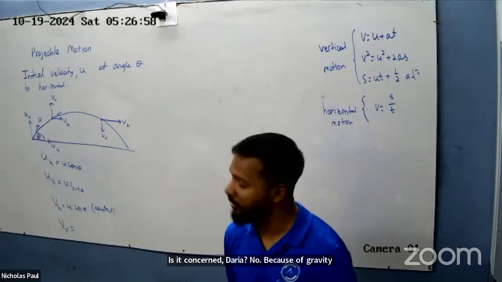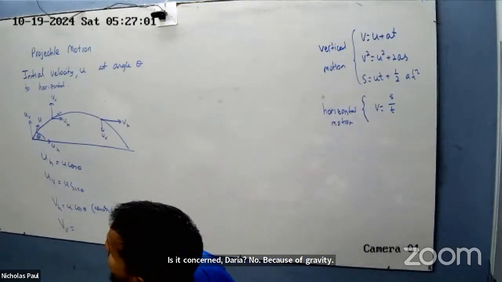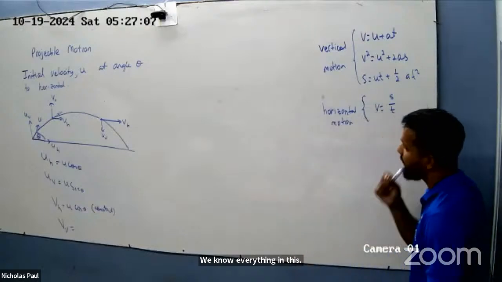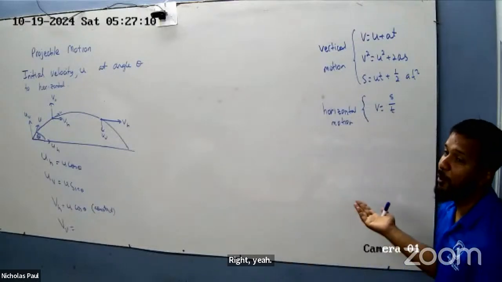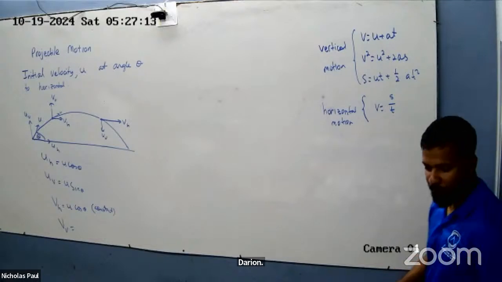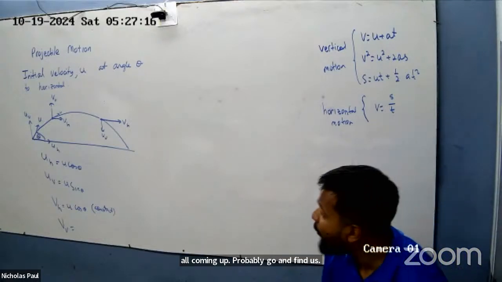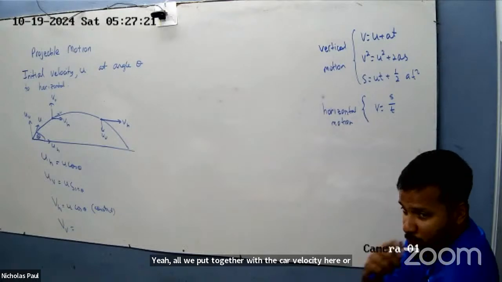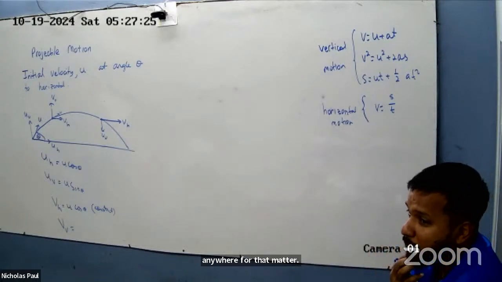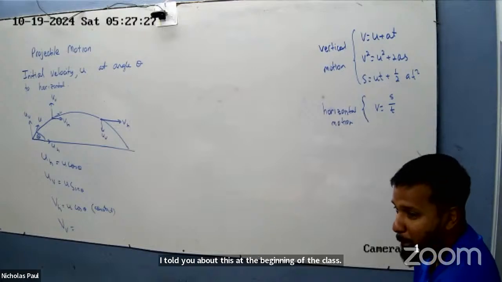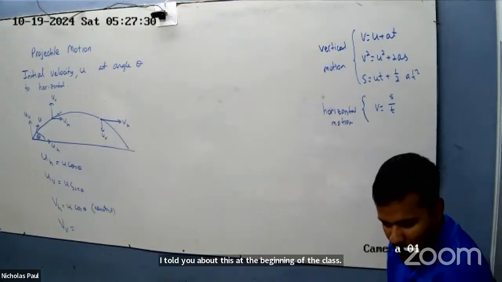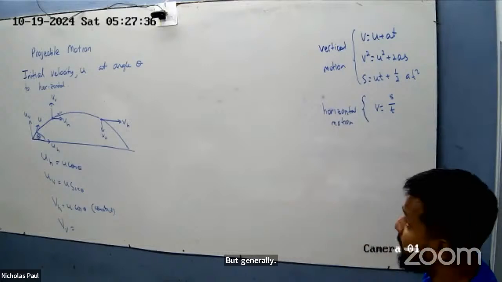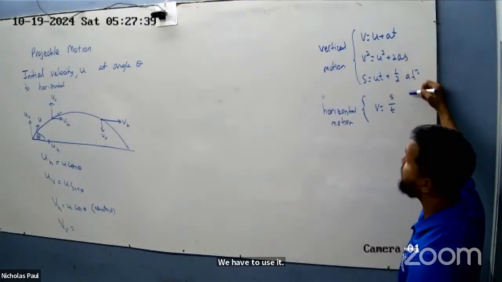But we know everything in this one. Darian, talk to me now. How are we going to get the vertical velocity here, or anywhere for that matter? I talked to you about it at the beginning of the class. We have to use the equations of motion.